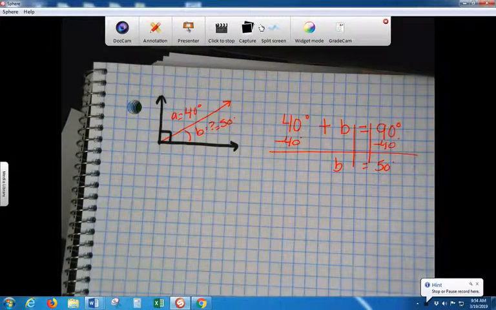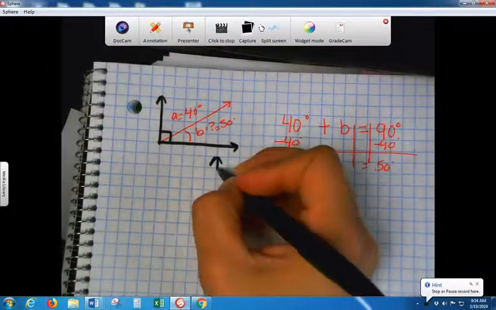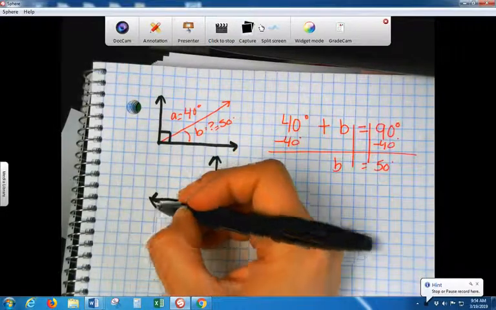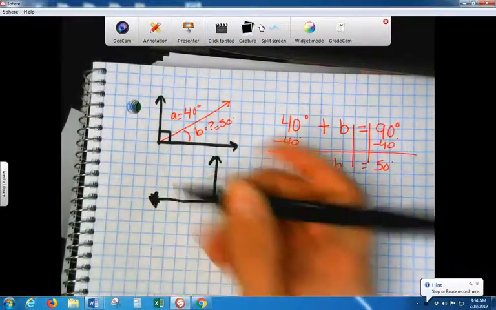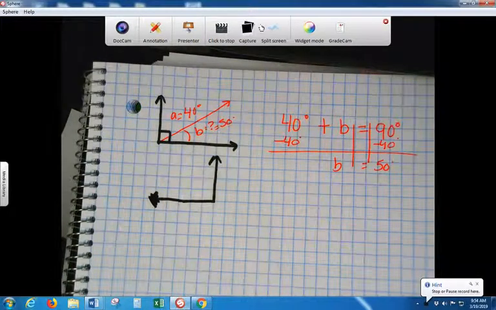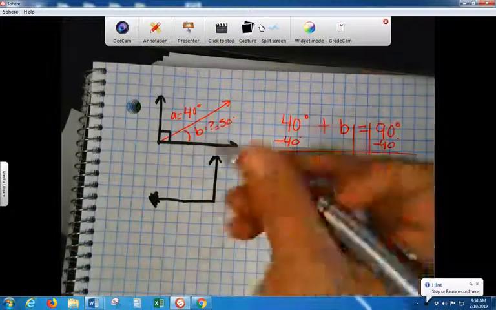No? What if I draw this type of 90-degree angle? Ooh. I know, being a kid. Yeah.